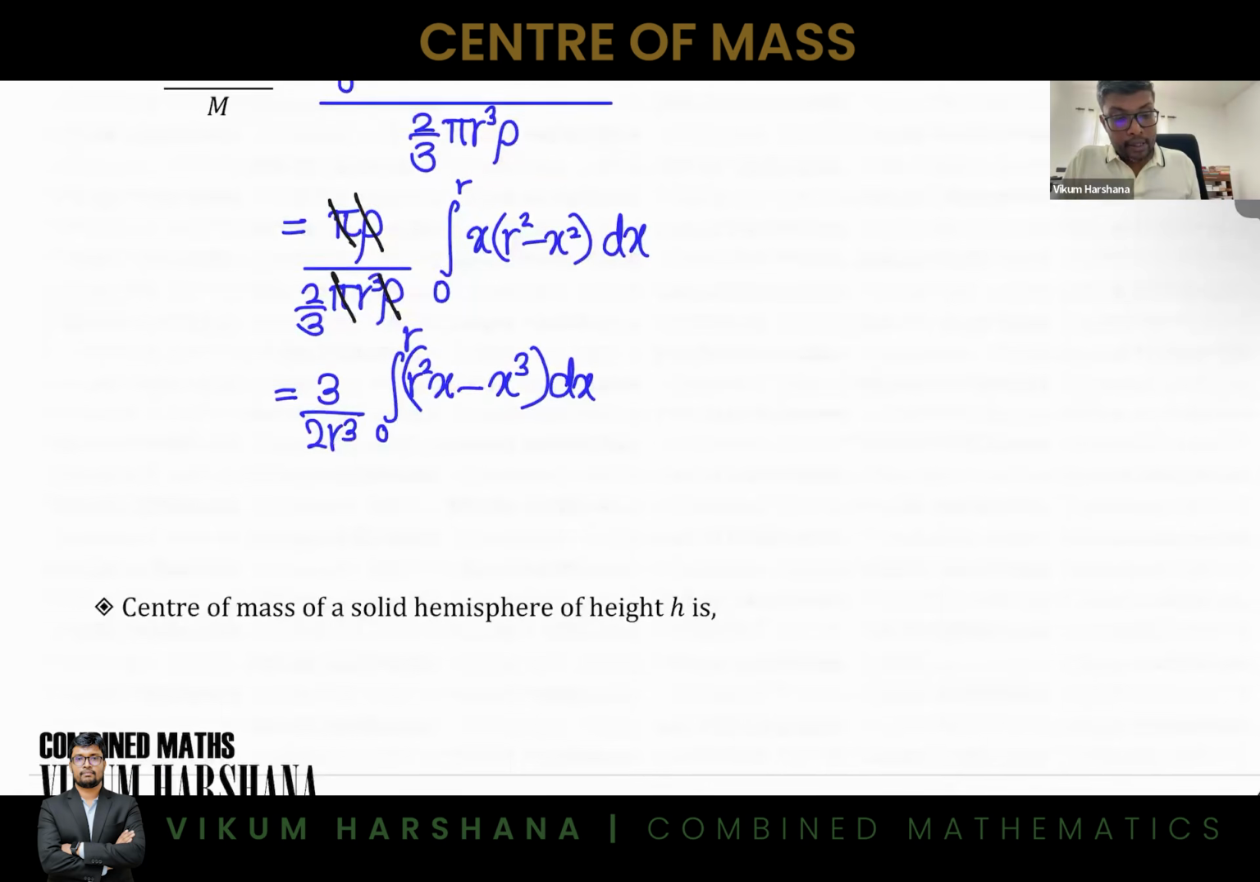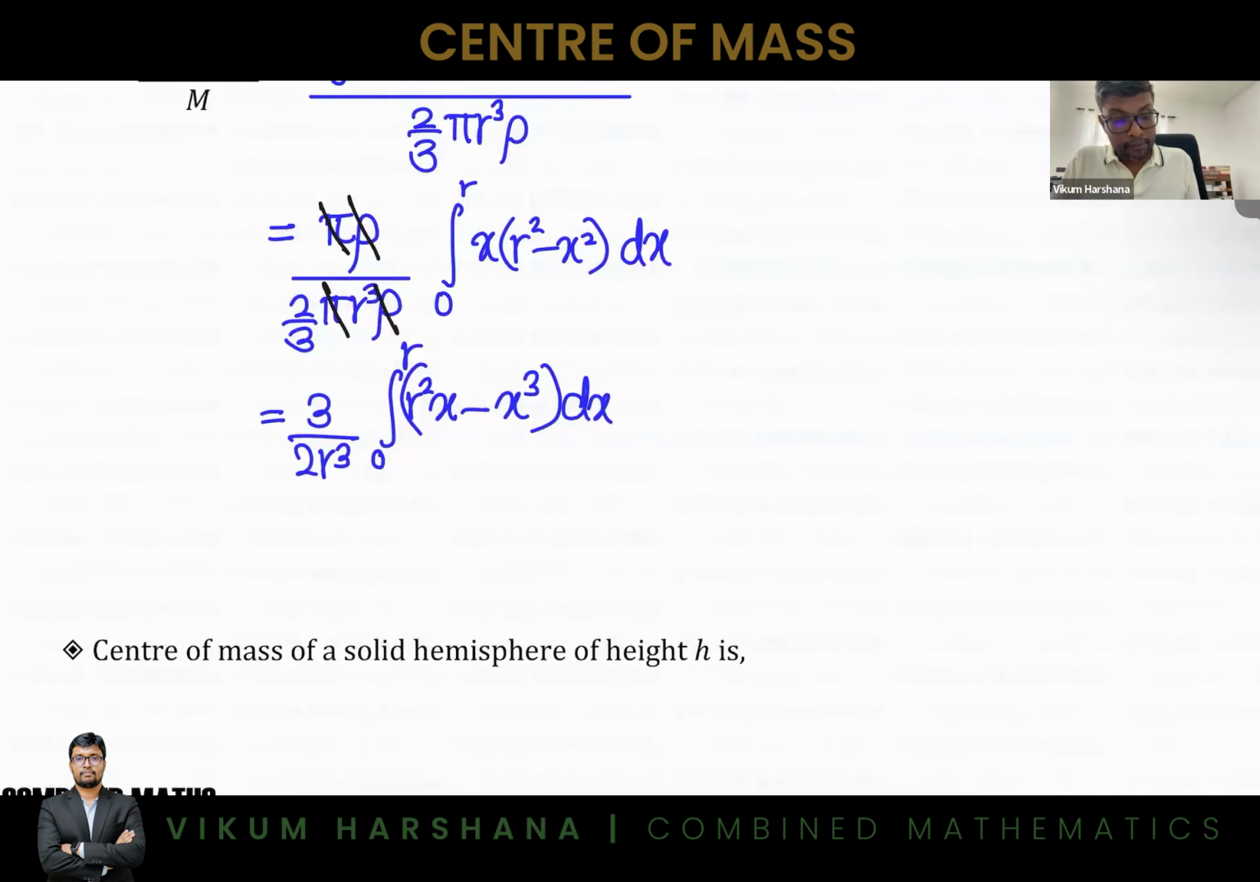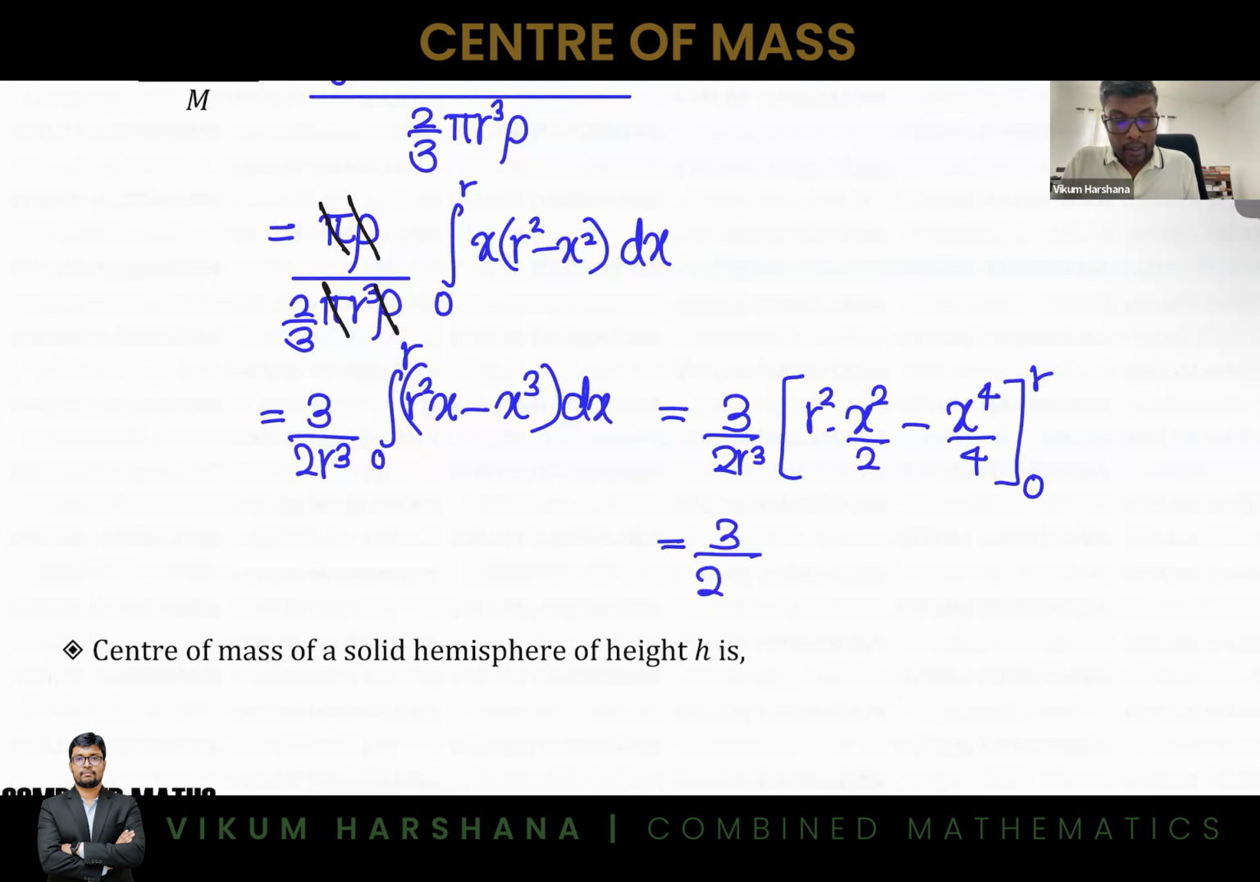All right, now let's integrate this very quickly. So 3 over 2r cube. Look at this, r squared is a constant. So x can be integrated: x squared over 2 minus x cube can be integrated to x to the 4 over 4. Integrate from 0 to r. So it's 3 over 2r cube, r squared into, now we are substituting this, r4 over 2 minus r4 over 4 minus 0.